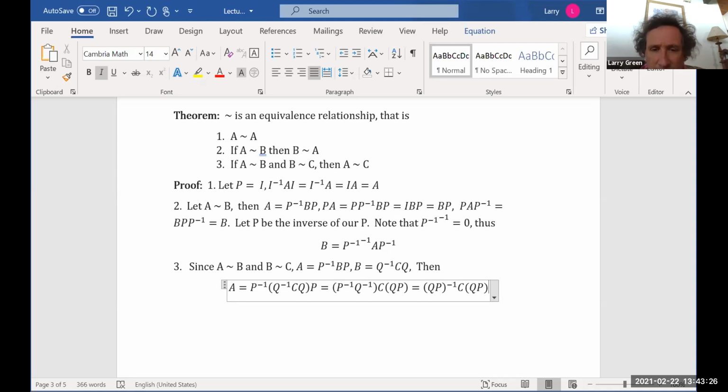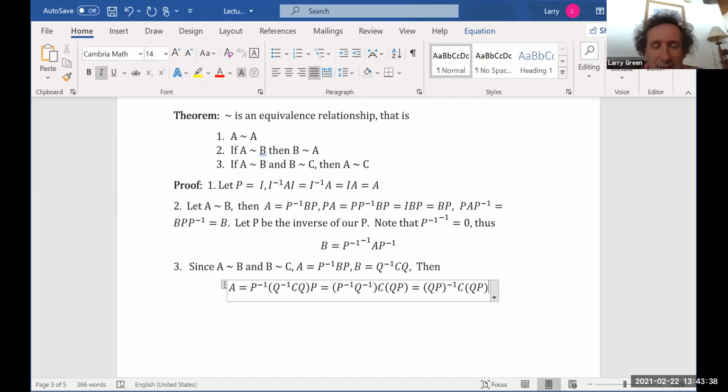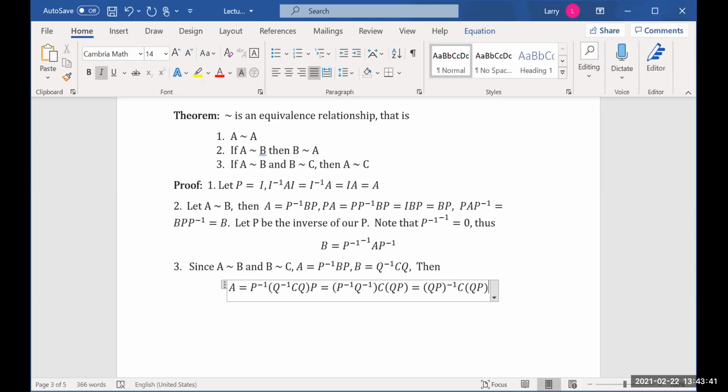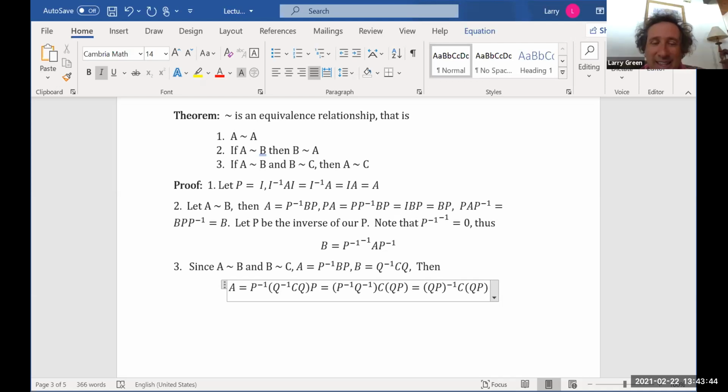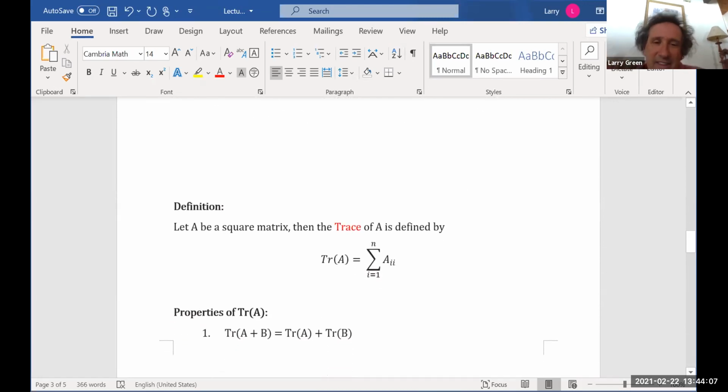Okay. And why am I done? Because it's just a matrix inverse times C times the matrix, not another matrix, but the matrix that had the inverse at the beginning. Okay, and that's it. That's the proof. Any questions on this theorem, that the equivalence relationship really is equivalent? Otherwise, you shouldn't use the word equivalent for the definition. Okay. So next definition.